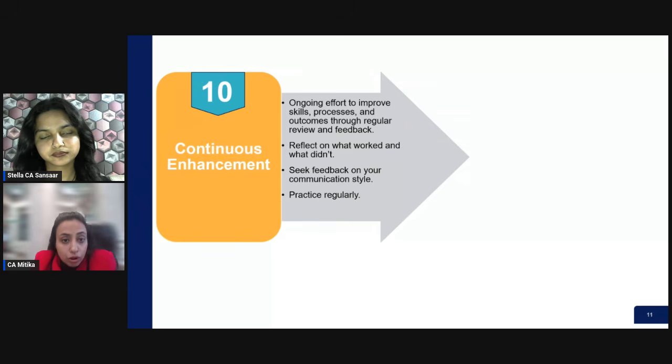That is more important. What worked, that's good, but what did not work needs to be taken care of on an immediate basis so that we don't lose any time or any funds. Always seek feedback on your communication style and, most importantly, be consistent with your practice.